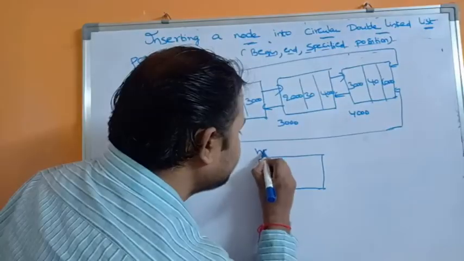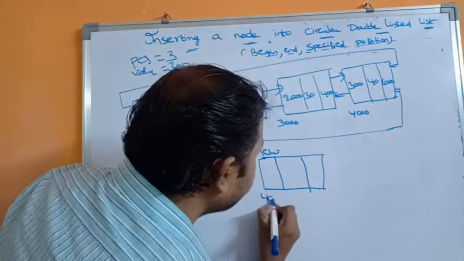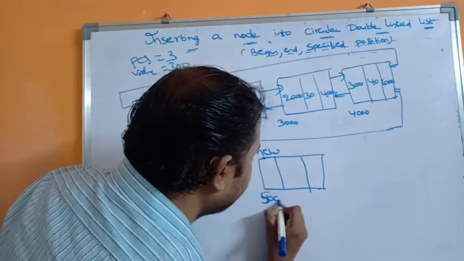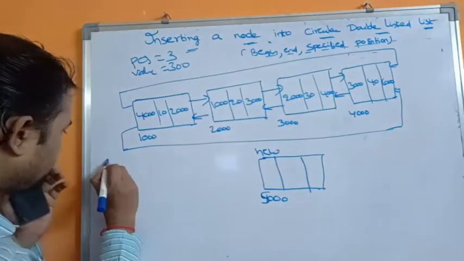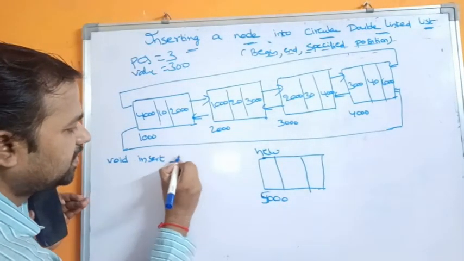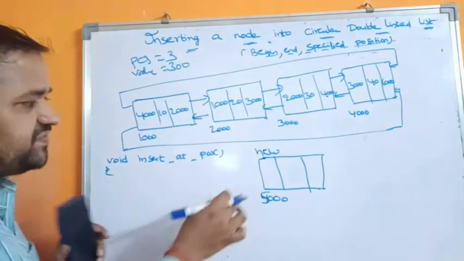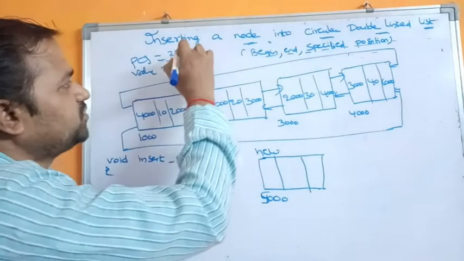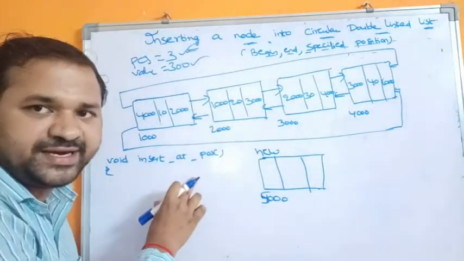Let the name of the node be new. Let the address be 4000. 4000 is already there, so let the address be 5000. So let us see the code here. Void insert, let the name of the function be position, POS. So first we have to read position as well as value. Here position means 3, value means 300. So first we have to read them.